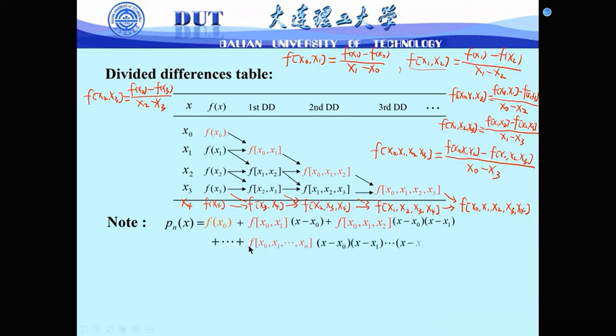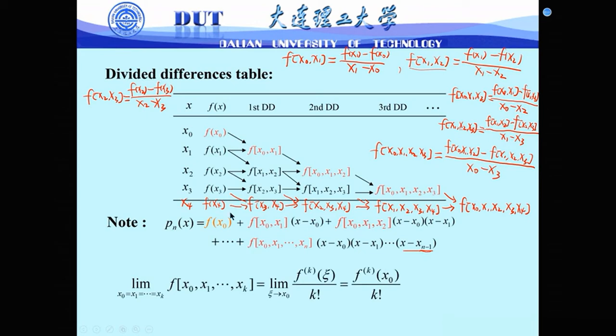the last term. If Pn means degree n, then we have n plus 1 nodes, right? f[x0, x1 to xn], the nth order divided difference, multiplied by x minus x0, x minus x1, up to x minus x(n-1). You should always remember here it should be n minus 1 because we start from 0. Then this is the Lagrange interpolation polynomial.